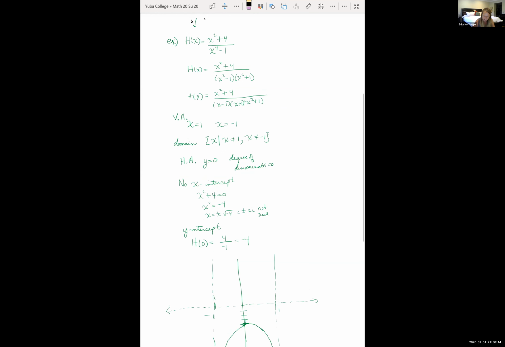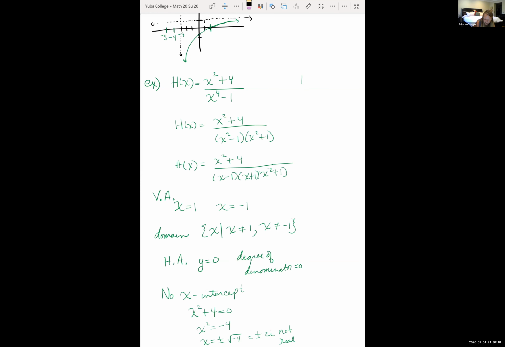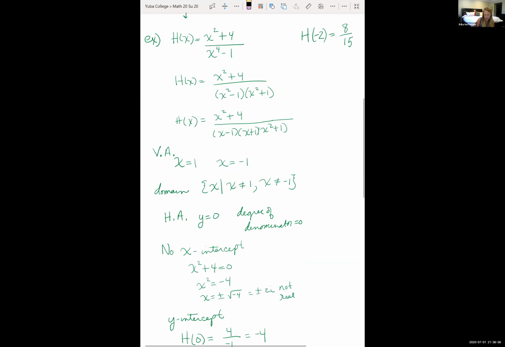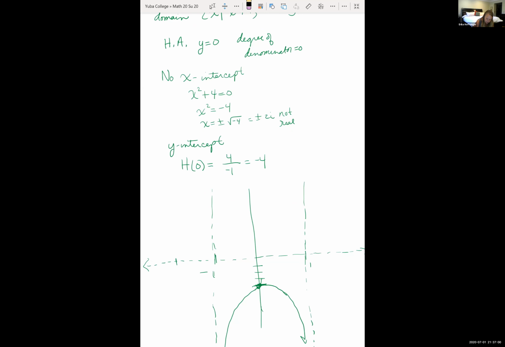And so let's go back to our original function here, h of x, and let's look at what's happening at h of negative 2. Well, if you square negative 2, negative 2 times negative 2 is 4. 4 plus 4 is 8, so I get an 8 in the numerator. If I raise negative 2 to the 4th power, negative 2 times negative 2 is 4, times negative 2 is negative 8, times negative 2 is positive 16. And then I have 16 minus 1 is 15. So I have 8/15 at x equals negative 2. 8/15 is bigger than 0, and so I'm above the x-axis at negative 2. And so our graph will have to look like this on the side.